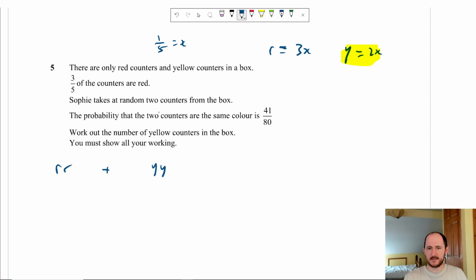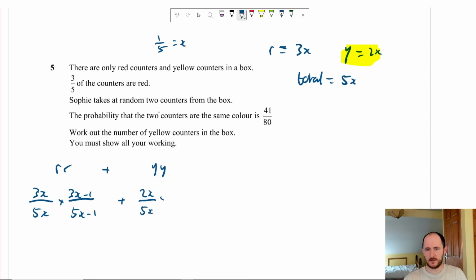So the probability of getting a red the first try is, actually I should write, that means the total is 5x. So getting a red first try will be 3x over 5x. And then getting another red, well, there'll be 1 fewer red, and there'll be 1 fewer in total. Then we're going to add yellow, so we get 2x over 5x times (2x minus 1) over (5x minus 1), and this should apparently equal 41 over 80.